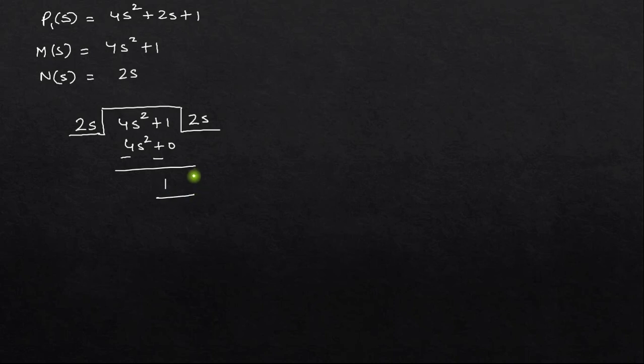Now this 1 will become the new divisor, and the old divisor will become the new dividend. So I will write 2s here. I will continue the division here. I need 2s, so I will multiply this with 2s. I will get 2s here, and after the sign change, I'll get 0 as the remainder.